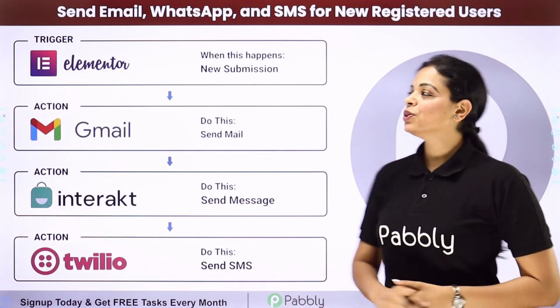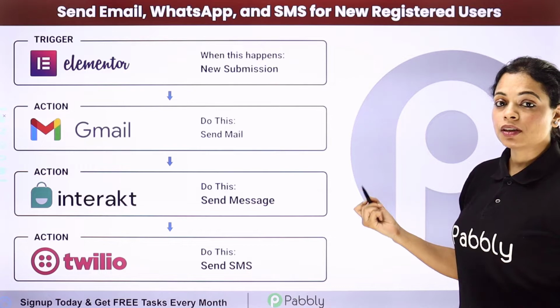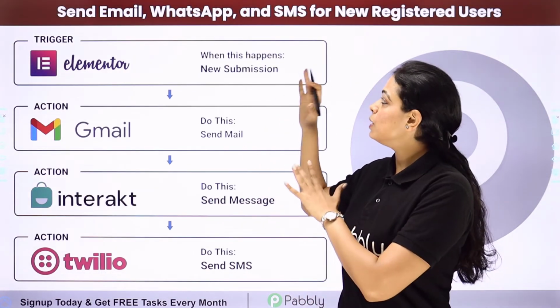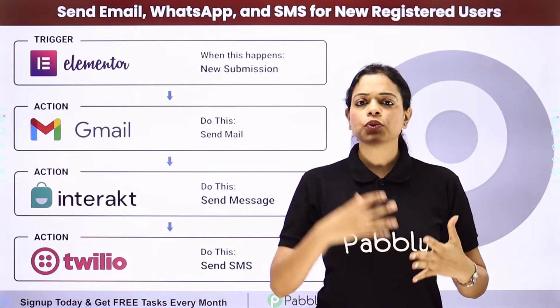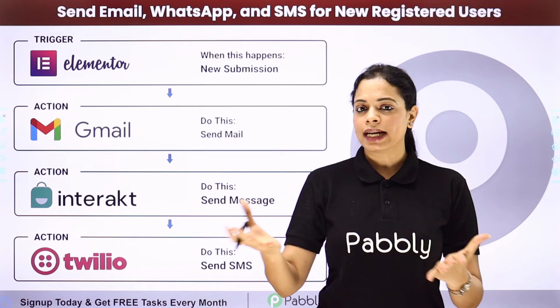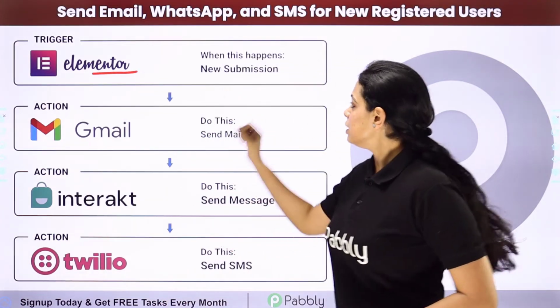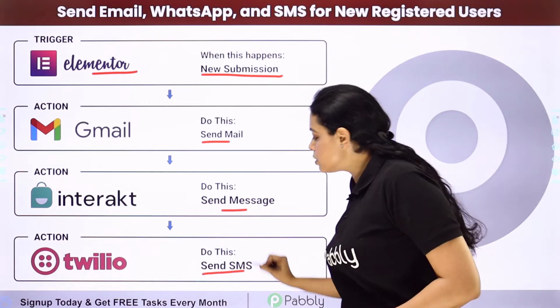In this video, we are going to see how to send email, WhatsApp and SMS for new registered user. Every time you have a new registered user, you want to send an email, WhatsApp and SMS to the person. Now you can get these new registered user through any form builder application, Facebook lead ads, etc. Here I have used Elementor form. Now every time there is a new submission, then automatically mail, message and SMS would be sent.